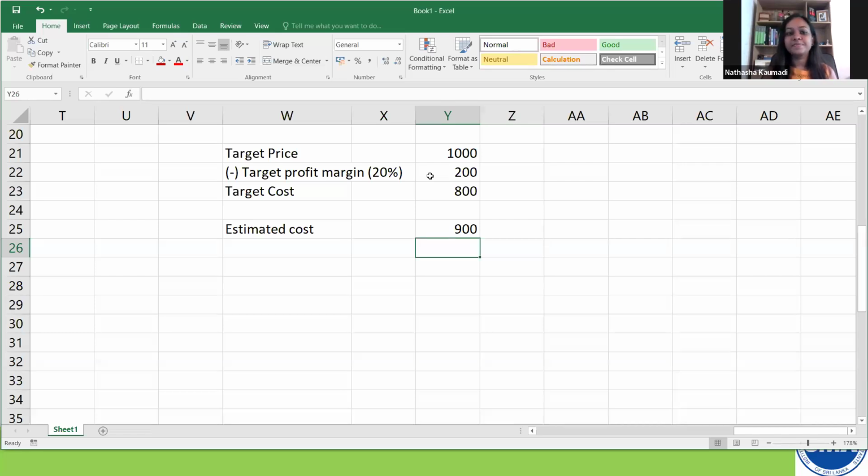What should be done? Now you should compare your target cost with the estimated cost. That means 800 should be the target, whereas your estimated cost is 900. You need to reduce this cost gap. You need to address this cost gap.